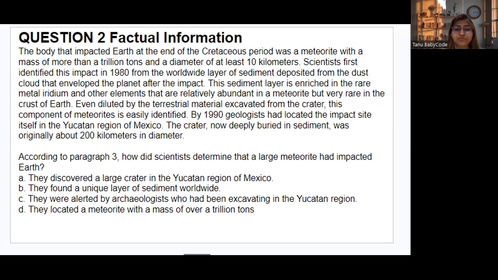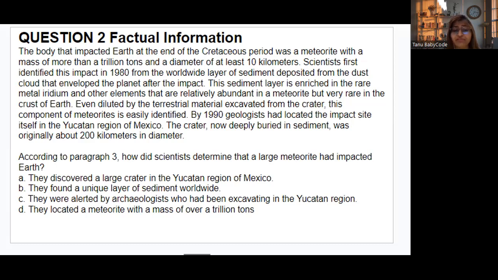Yes. So first option says they discovered a large crater in the Yucatan region of Mexico. Do you think this is true? Now, it looks like what is said here in the last two sentences, you can see, it does say that they found the crater in 1990. But they determined in 1990 that there was a meteoroid impact. So A could not be the correct one.